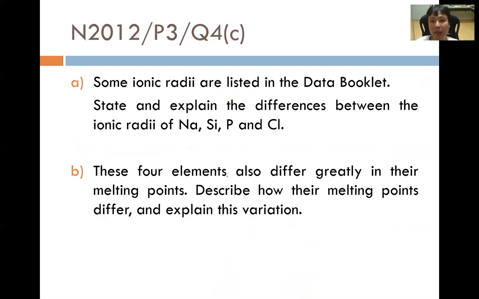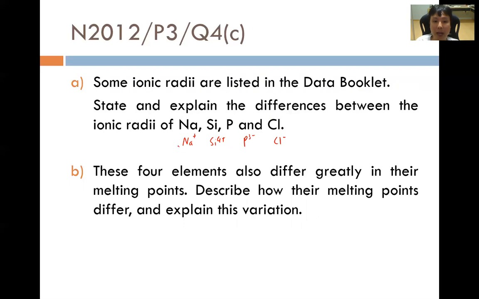Some ionic radii are listed in the data booklet. State and explain the differences between the ionic radii of Na, Si, P, and Cl. So for Na, the ion is Na+, for silicon it is Si4+, for phosphorus it is P3-, and for chlorine it is Cl-. And they are all in the same period.